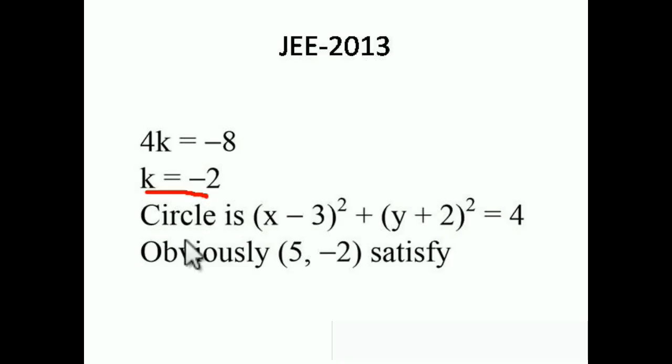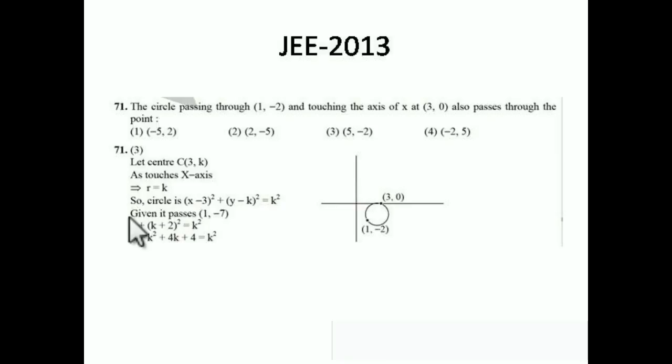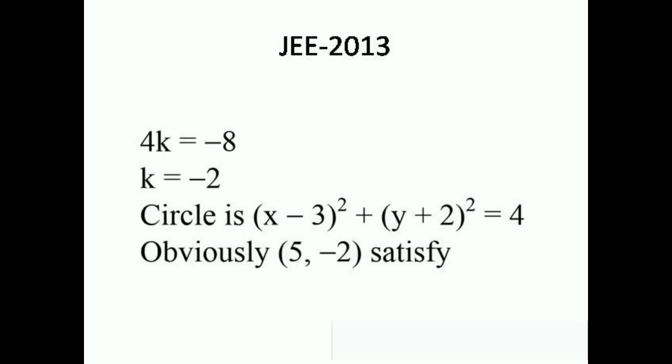So the equation of the circle, just put k equal to minus 2 in the assumed equation: x minus 3 whole square plus y minus k, k is minus 2, so x minus 3 whole square plus y plus 2 whole square is equal to k square, that is 4.